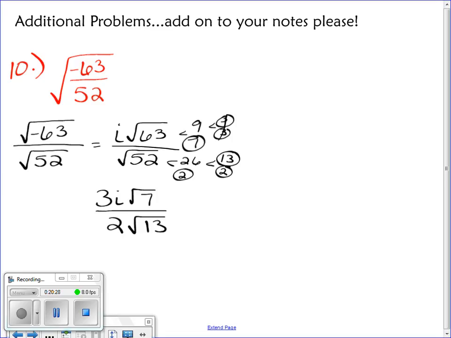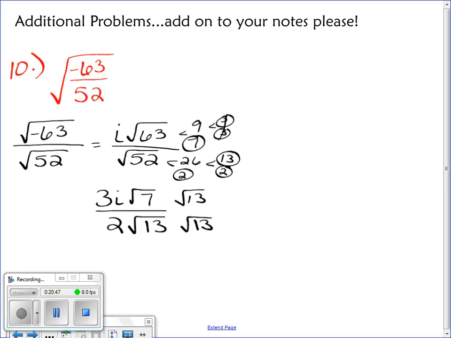Is that a good answer? Am I done? What's wrong? Good. You've got to rationalize your denominator, right? We can't leave this. So I have to multiply top and bottom by radical 13. What about the 2? Do I care about him? Right. He's going to stay there. He's not the problem, right? It's that radical 13 that's the problem.